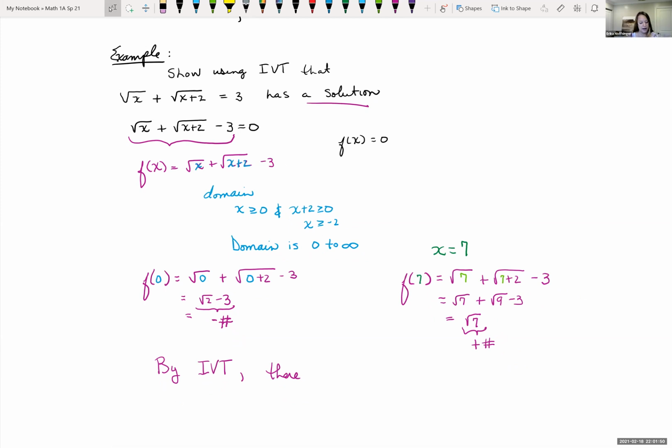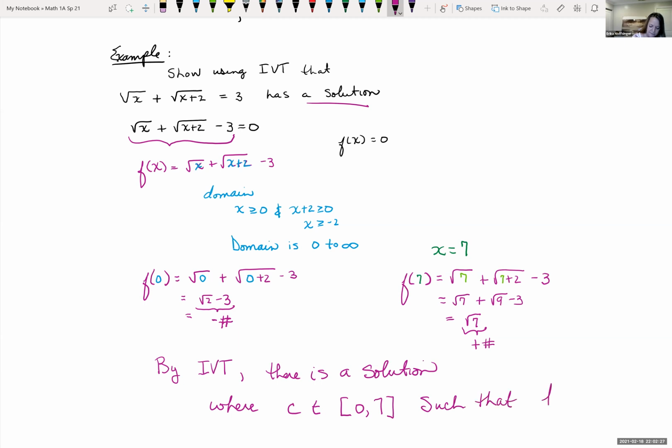We could narrow it down. We could start choosing x's, getting closer to 0 until they don't change signs anymore. Okay, so there is a solution, where c is contained in the interval 0, 7, such that if I plug in that number c in for x, we would get back 0.